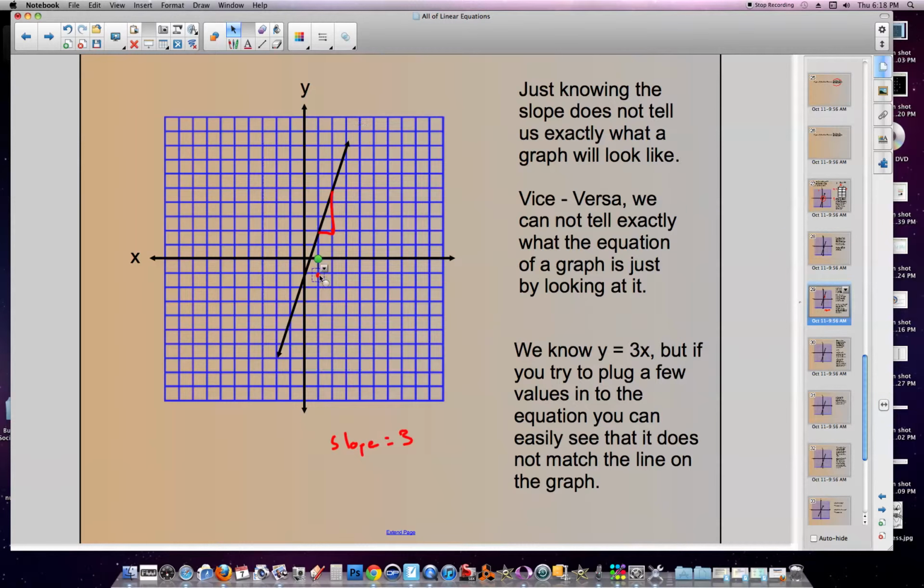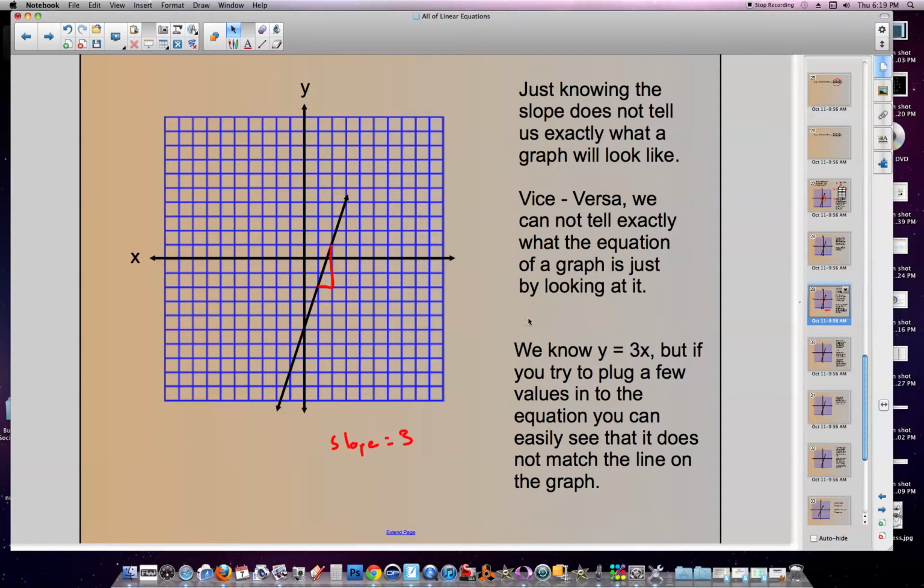Right? Let me get rid of that little thing. We could just as easily move this anywhere. This line still has a slope of 3 no matter where it is, right? That's still a slope of 3. So knowing the slope tells us how steep that line is moving up or down, but it does not tell us where that line is located, right? Any of these points have a slope of 3 over 1.